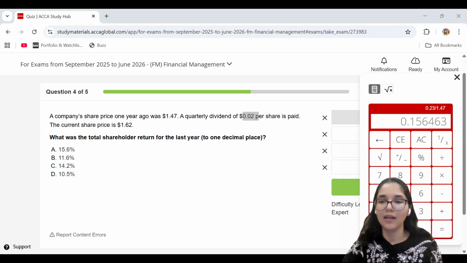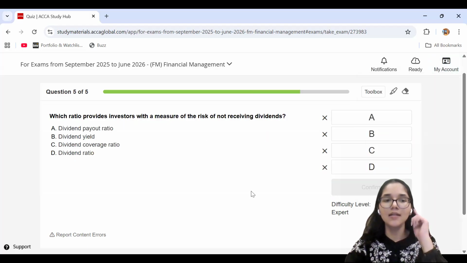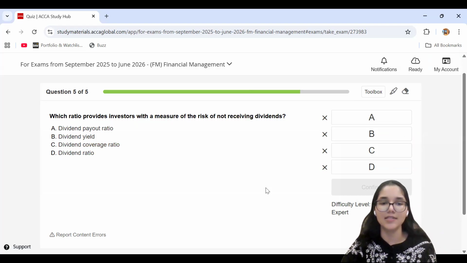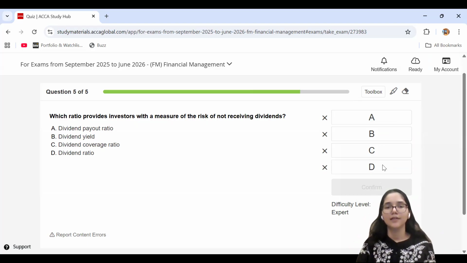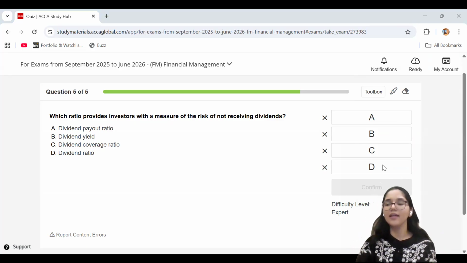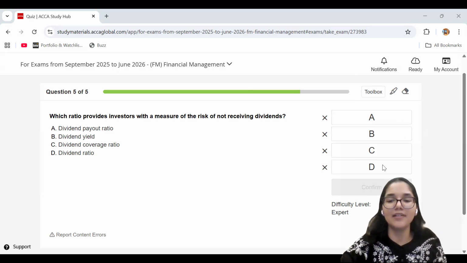Okay. Now let's proceed further to the last question. Which ratio provides investors with a measure of the risk of not receiving the dividends? Read the options carefully and then let me know your answers. Last question for the day. I'll set you free after this. Just think carefully about this one.